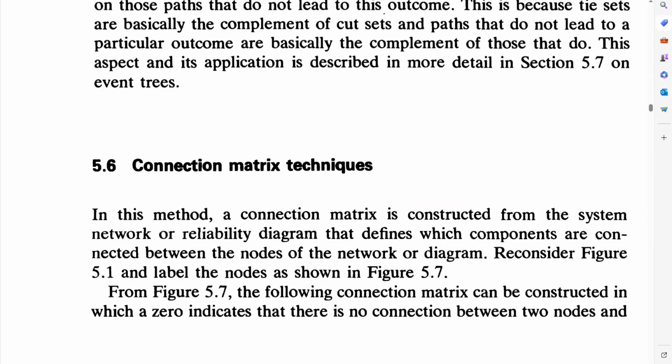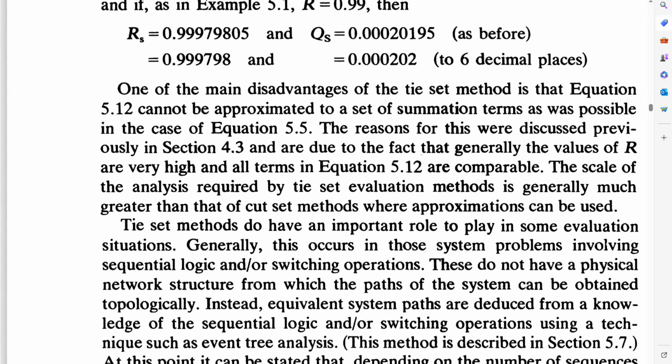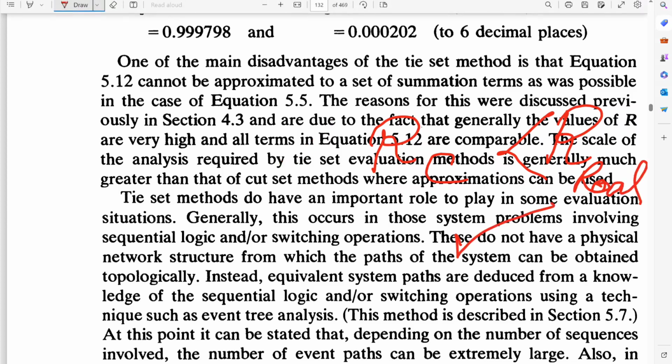As for the calculations of the tie-set method, its main disadvantage is that calculations cannot be approximated to a set of summation terms, as was possible in the case of the cut-set method. Because when we use approximation, the calculated reliability should be less than the reliability of the real system. If you have this condition, the approximation is okay.